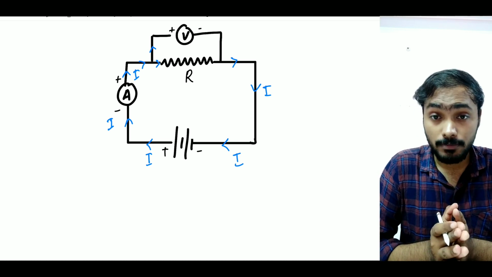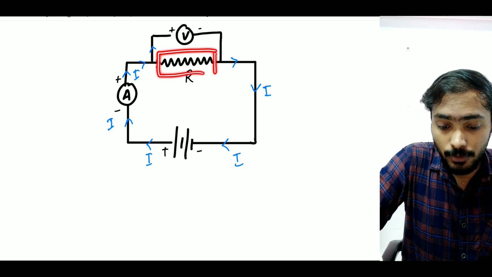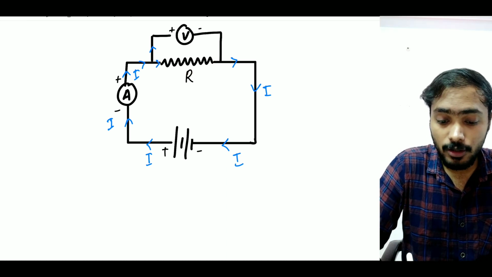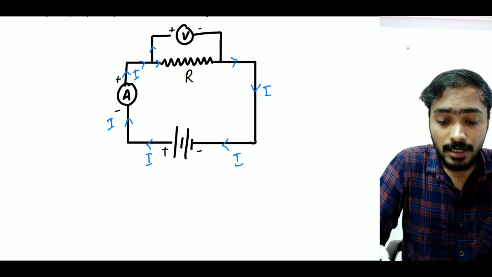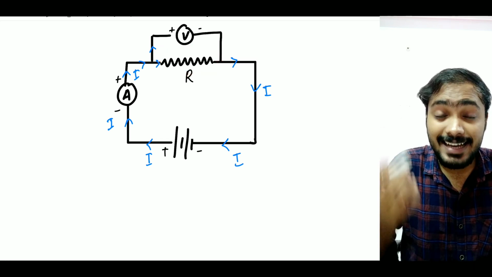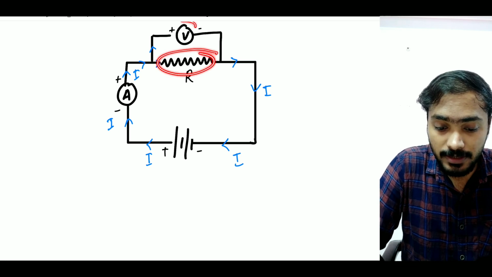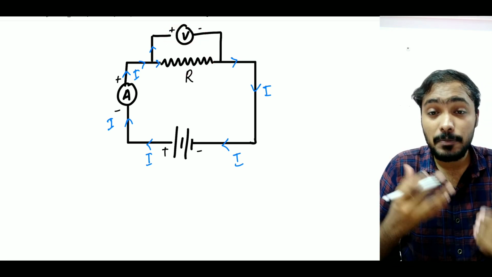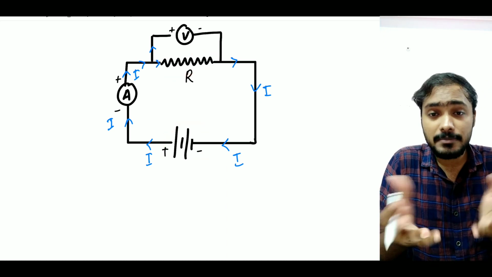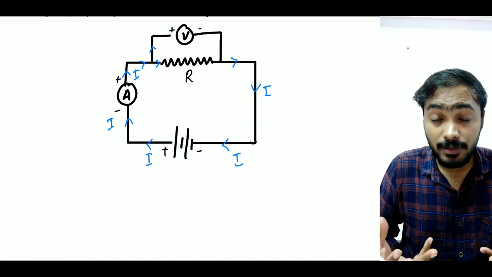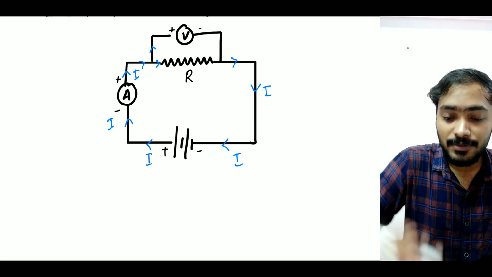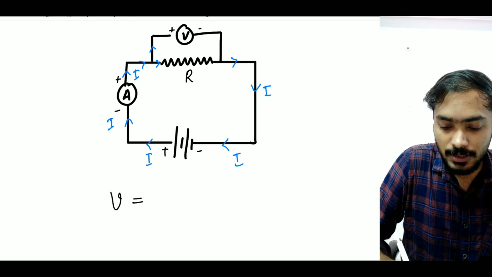According to Ohm's law, the current flowing through this resistor, bulb, conductor, or whichever electrical device you have placed here, is directly proportional to the potential difference across it, which is maintained by the battery. It's pretty simple. If the potential is more, the current will be more, and vice versa. If current is more, that means potential is more. So mathematically, we can simply write Ohm's law as V equals IR.